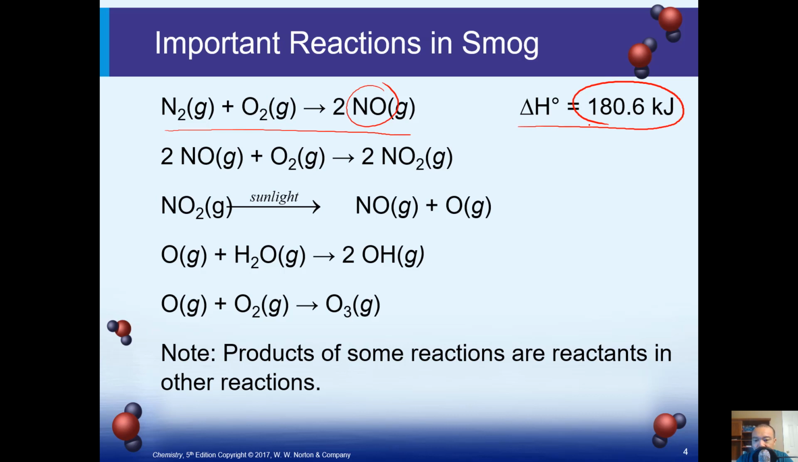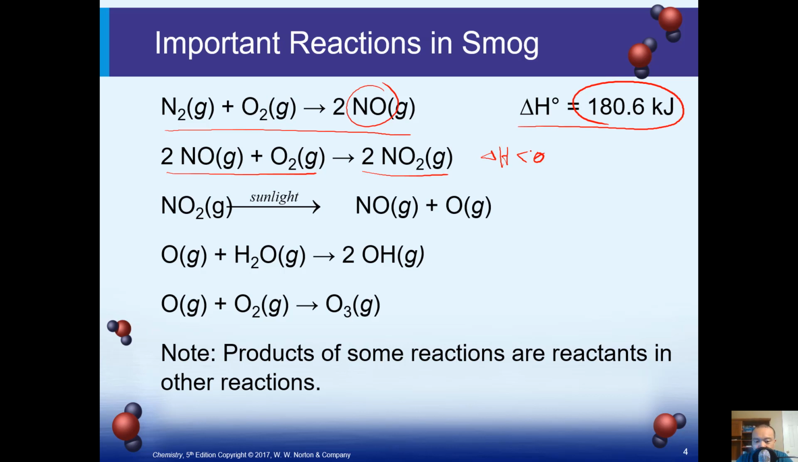In the second reaction, nitrogen monoxide produced within the engine is released to the atmosphere, where it combines with oxygen to generate nitrogen dioxide, the brown gas commonly associated with smog. Note that this reaction is exothermic and therefore energetically favorable. Delta H for this reaction is smaller than 0, or exothermic.